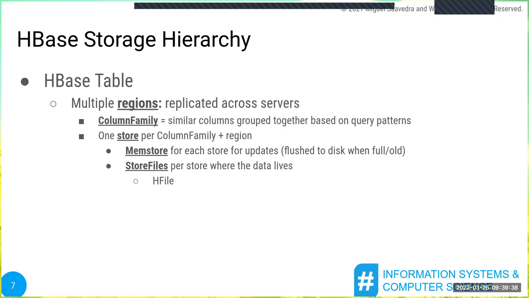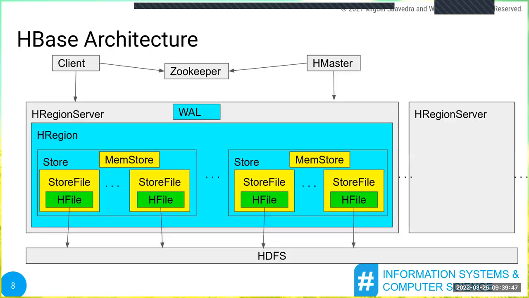Now, for the purposes of the class, we don't really have to know the physical structure of how the data is stored in HBase. But if you wanted to look at HBase files, you can actually look at the store files. The default storage format is the sequence file, for example. So this is what the HBase architecture will look like.